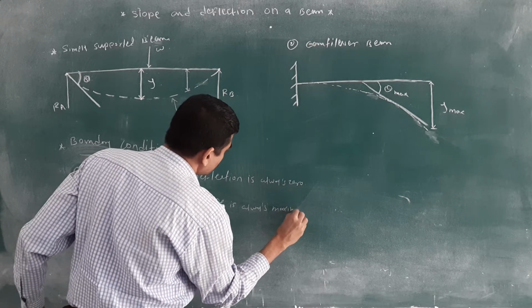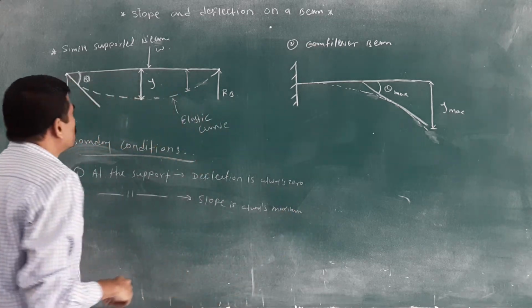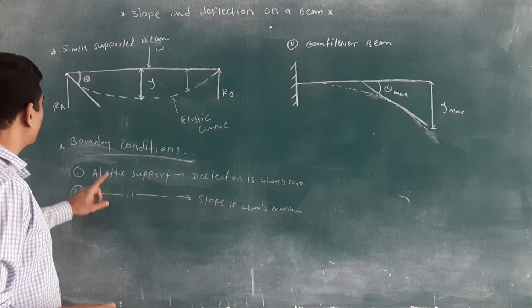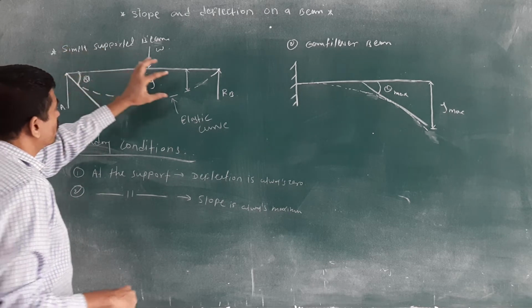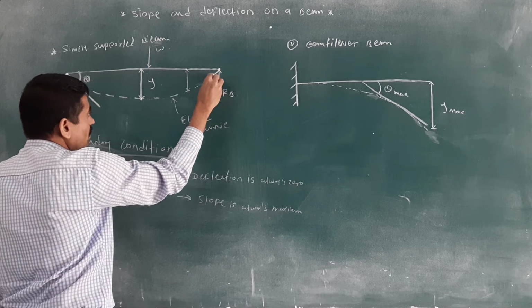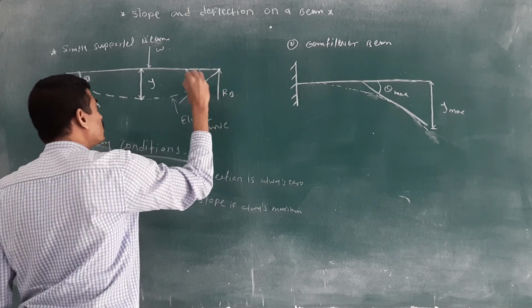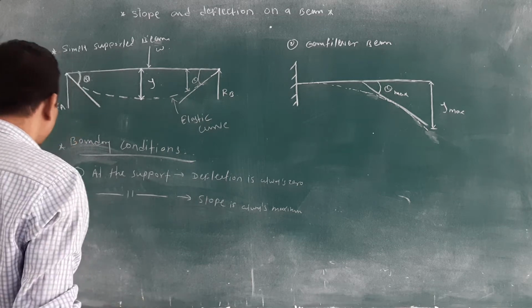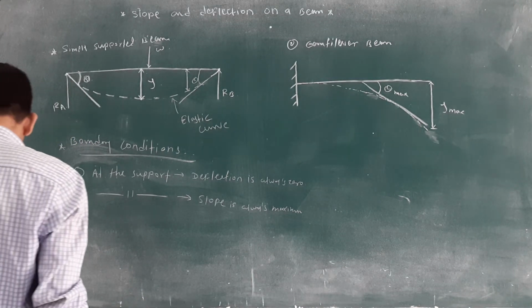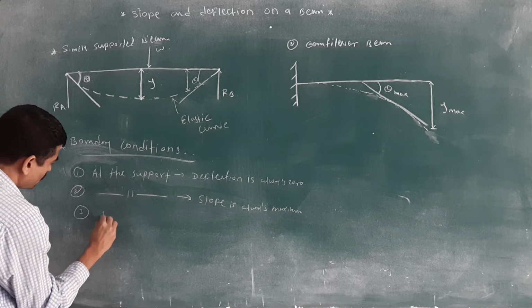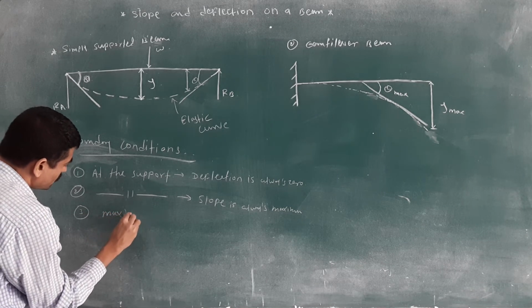Slope is always maximum. Remember that at the support, if you check both sides and draw the tangent here, you will get the slope is always maximum at the support. And last is where the maximum deflection occurs.